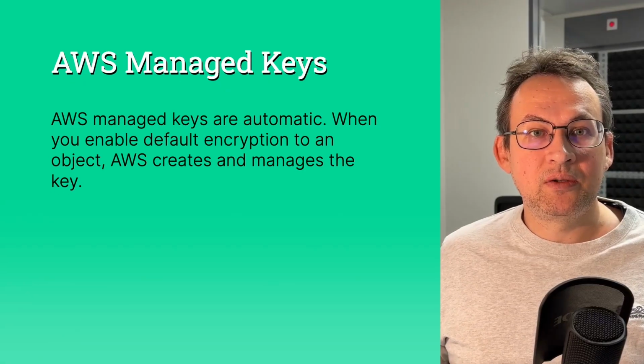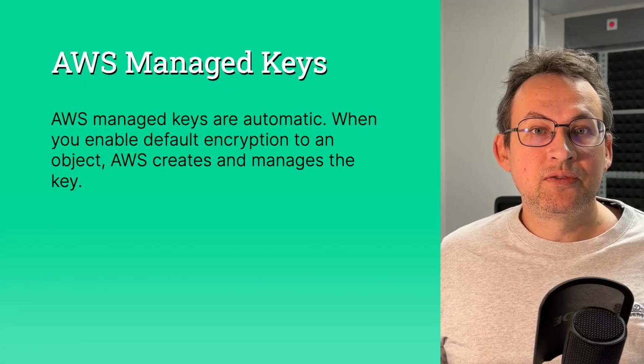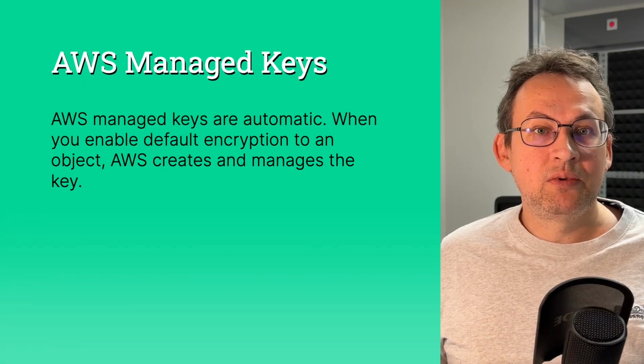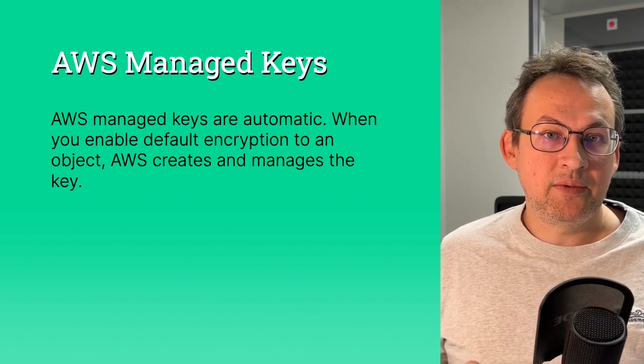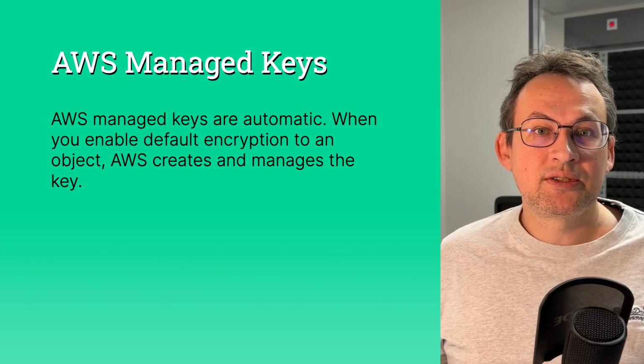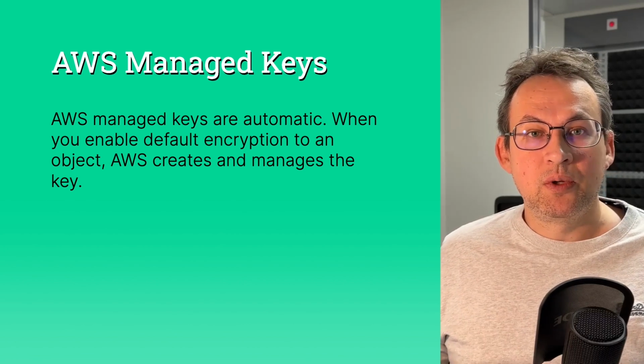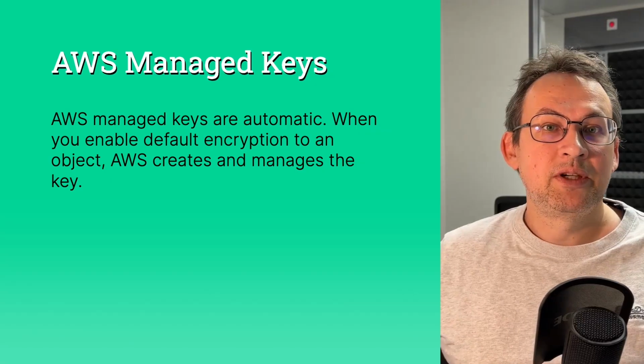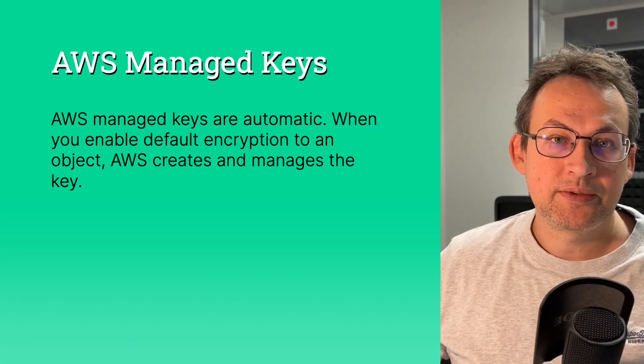AWS managed keys are automatic. When you enable default encryption to an object, AWS creates and manages the key. You do not need to see it, you don't control it, but it works. They are free and automatically rotated by AWS.